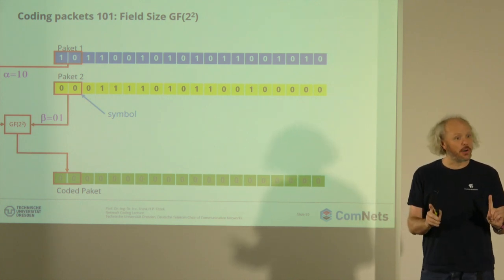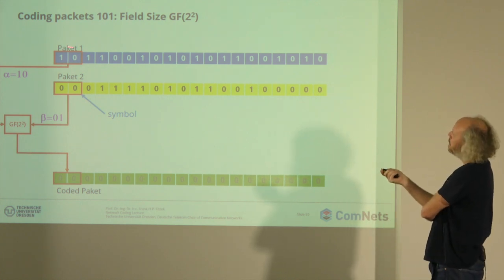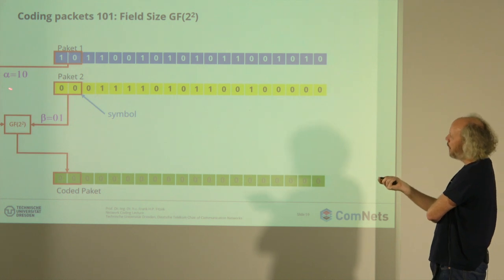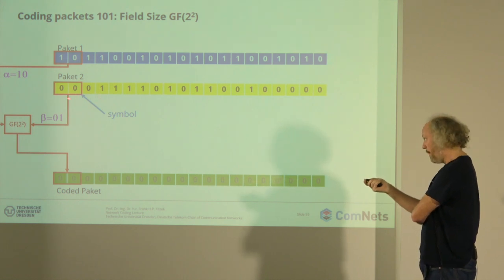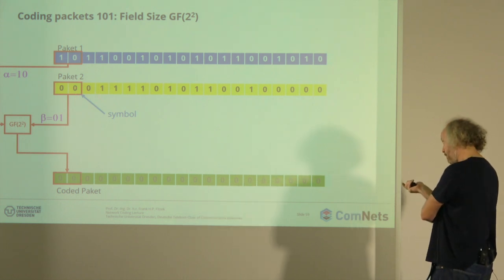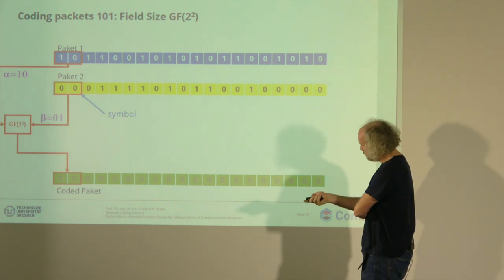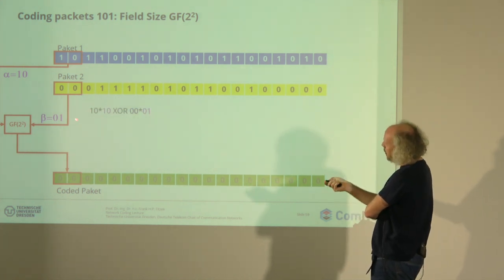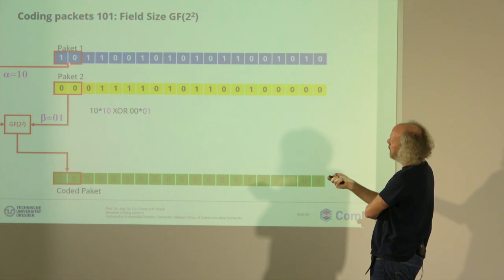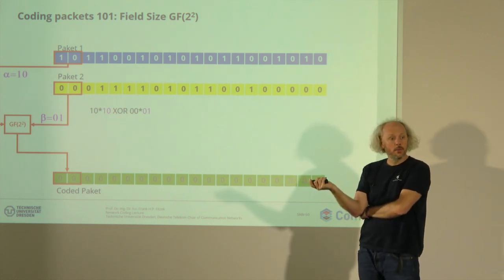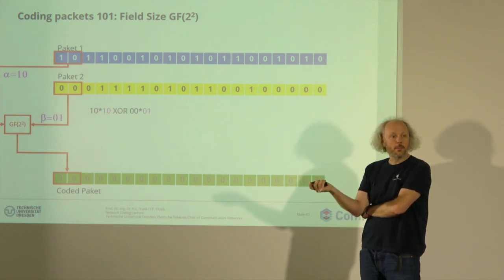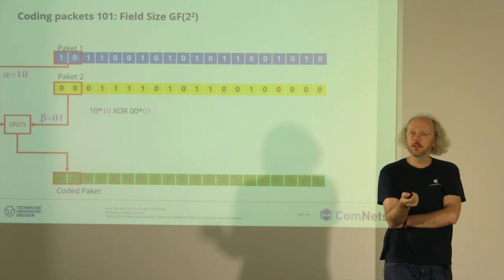Now it's not only an XOR. So what you have to do is multiply the symbol of packet one with the coding coefficient and XOR that with the multiplication of the symbol of packet two and the coding coefficient for packet two. So what is this here? It's 1, 0 in binary, 1, 0 multiplied by 1, 0. So the symbol here, the coding coefficient here, XOR 0, 0, 0, 1. Could you calculate this? Do you know how to do that? How the multiplication goes over a finite field?